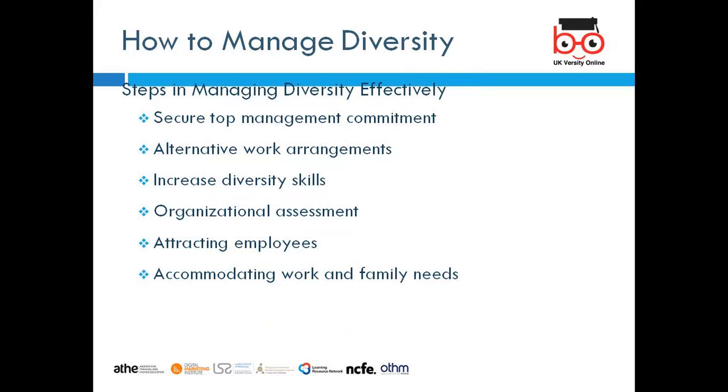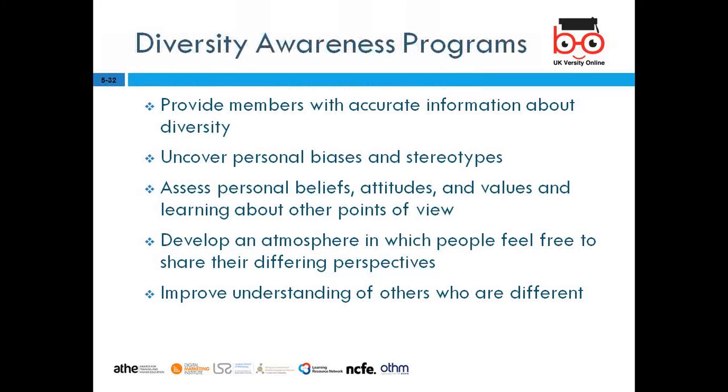So how do we manage diversity? Top level management commitment, and alternative work arrangements so people can be moved around departments to increase diverse skills. People have different skills, so they can work in different departments. Organizational assessment, attracting employees, and accommodating work and family needs as well. We need to introduce diversity awareness programs within our organization, like a diversity week. Like the day before yesterday, there was the Black Lives Matter movement, which they started and created in a way. So within our organization, we need some sort of programs about diversity.